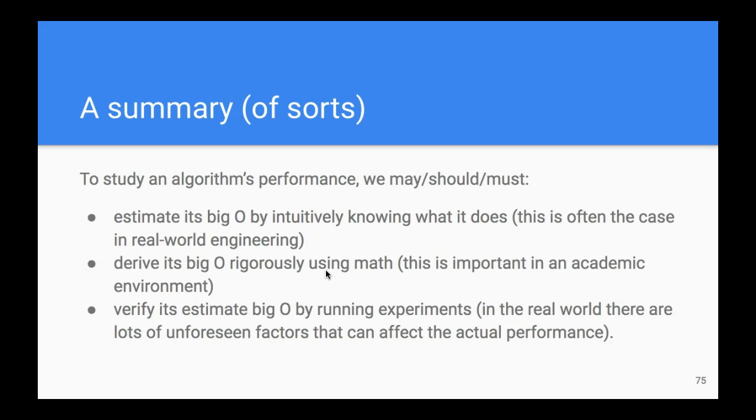And finally, both of these are on paper. You really should verify the estimated big O by running some real experiments. As we saw, when we run real code in the real world, things may not be exactly what we expected. But it's okay, we can figure it out. It's important to verify your theory with actual runs.